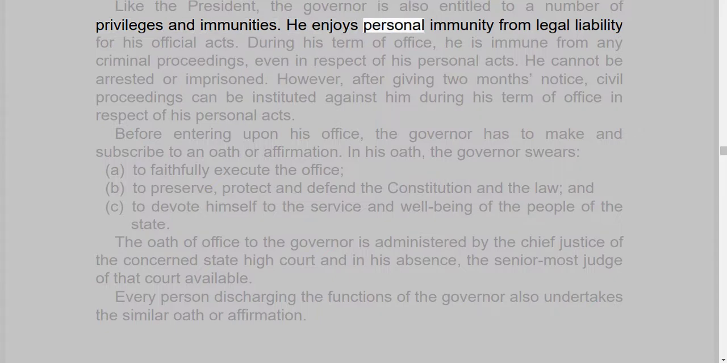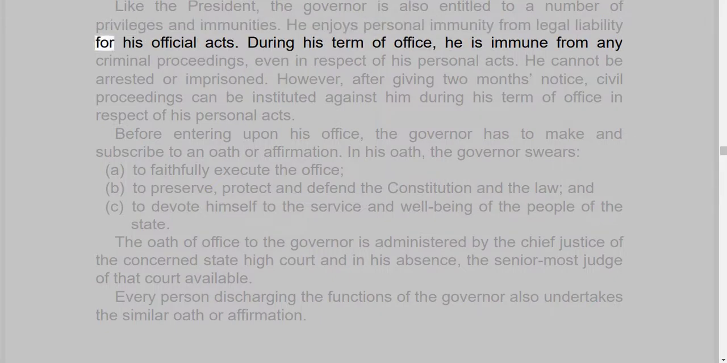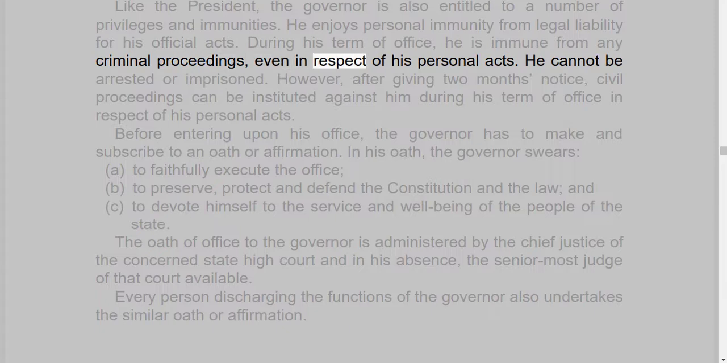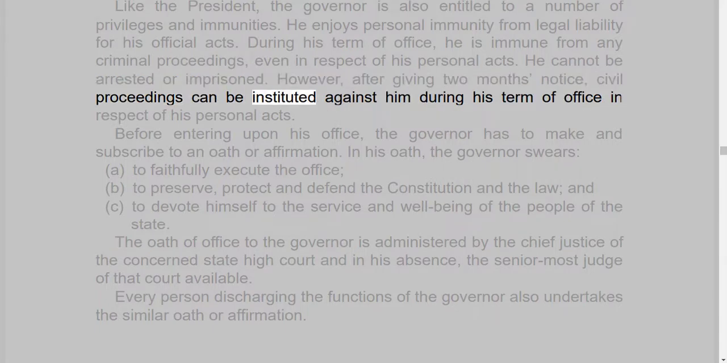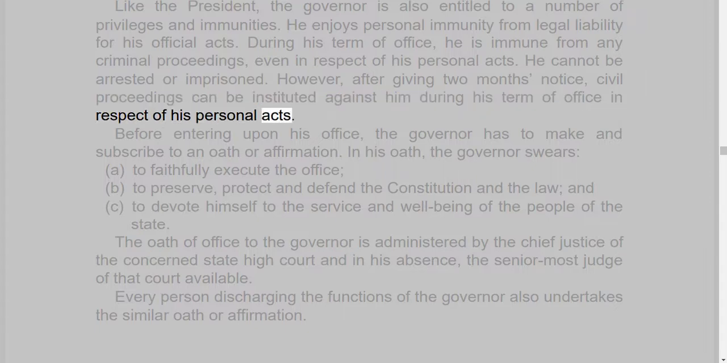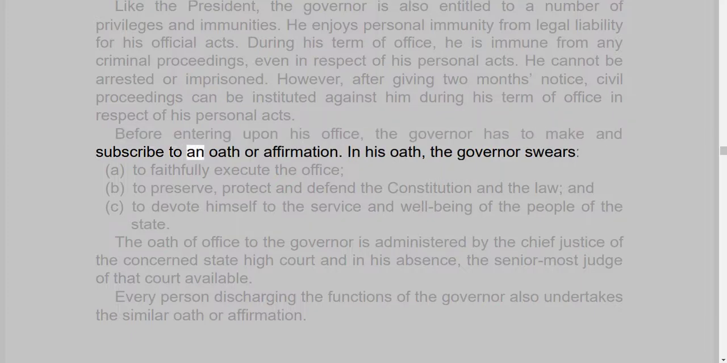He enjoys personal immunity from legal liability for his official acts. During his term of office, he is immune from any criminal proceedings, even in respect of his personal acts. He cannot be arrested or imprisoned. However, after giving 2 months' notice, civil proceedings can be instituted against him during his term of office in respect of his personal acts.